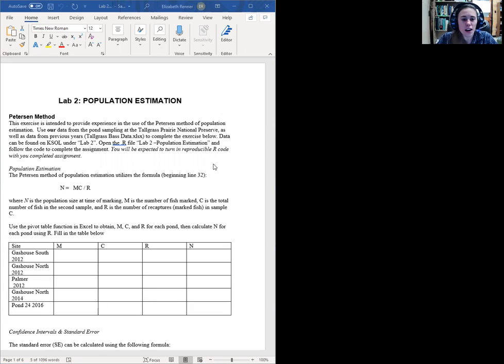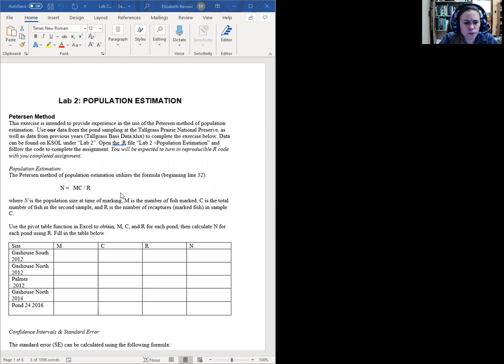Today we're going to be going through population estimation. We're going to be talking first about the Peterson method. The Peterson method of population estimation for fisheries management uses the formula N equals MC divided by R, where N is the population size at the time of marking, M represents the number of fish marked, C is the total number of fish in the second sample, and R is the number of recaptures, so the number of marked fish in a sample.